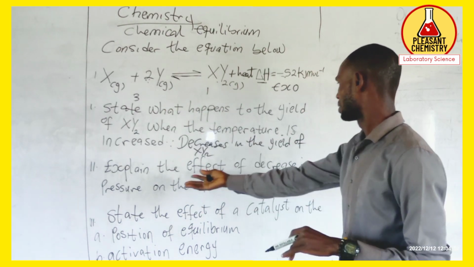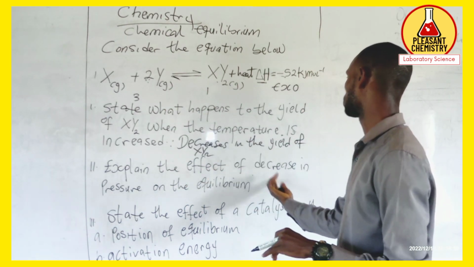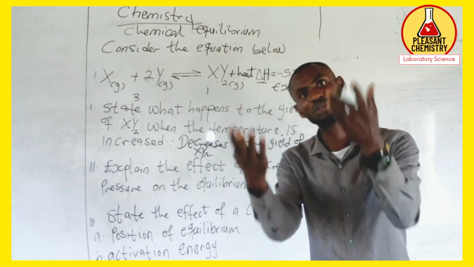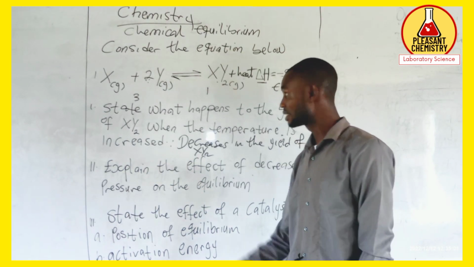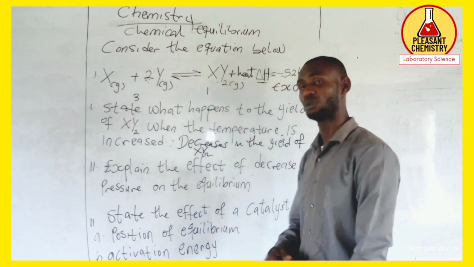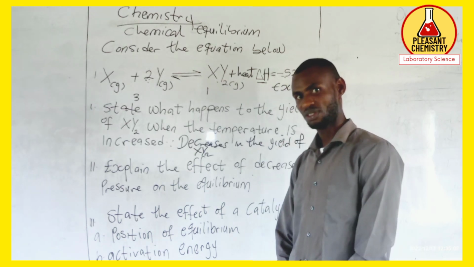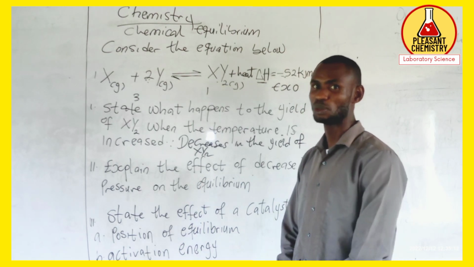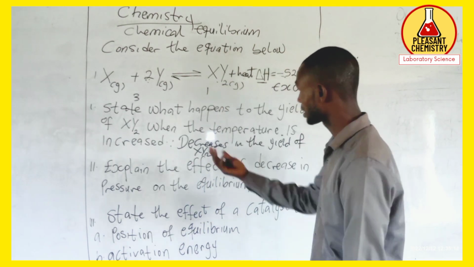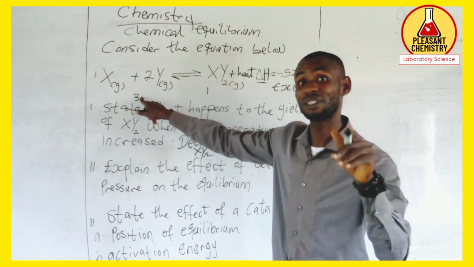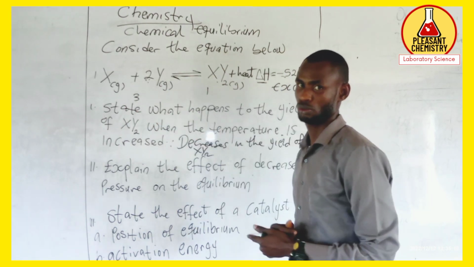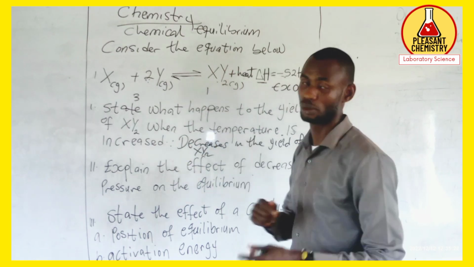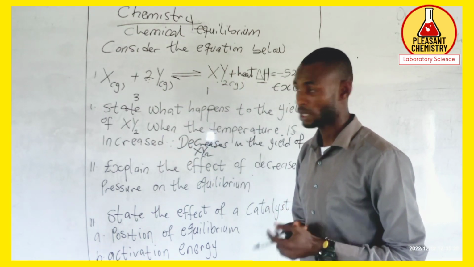So now the question is to explain the effect of decrease in pressure. If you are decreasing pressure, which side will you decrease? Is it the place that has the higher number or the place that has the lower number? Which one? Answer. You want it to be balanced, you want it to be at equilibrium. Which place are you going to decrease? Automatically you are going to decrease the place that has the higher number of moles. If you are to increase the pressure now, you are going to increase the place that has the lower number of moles.